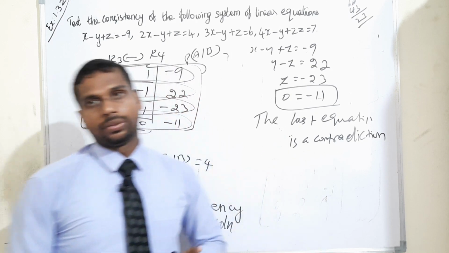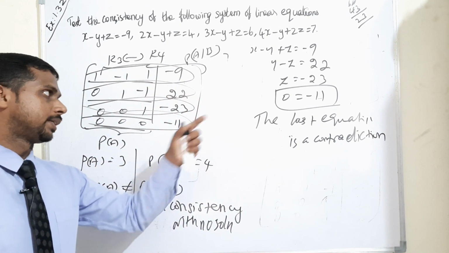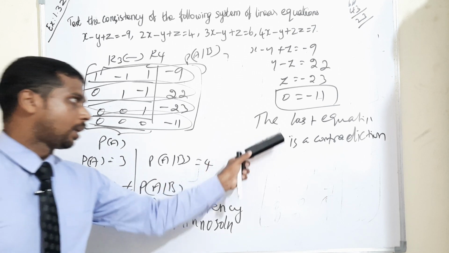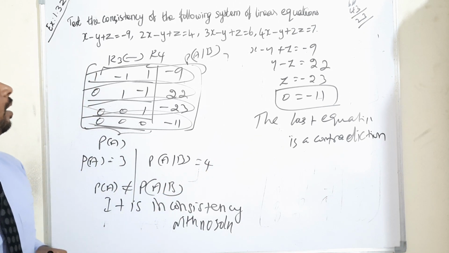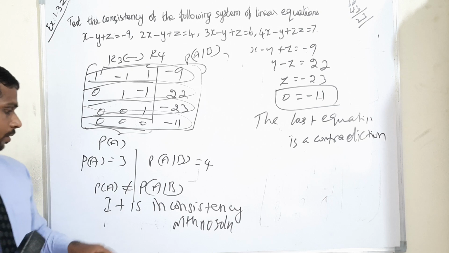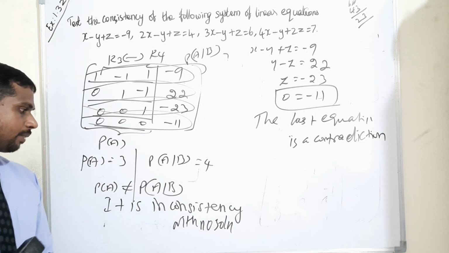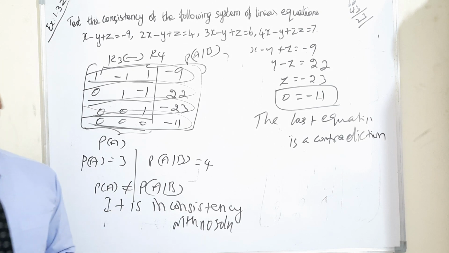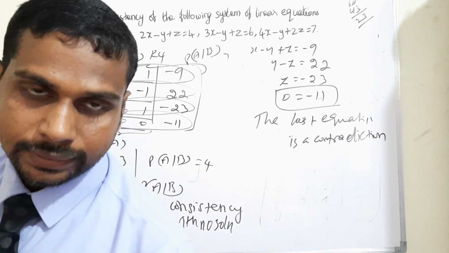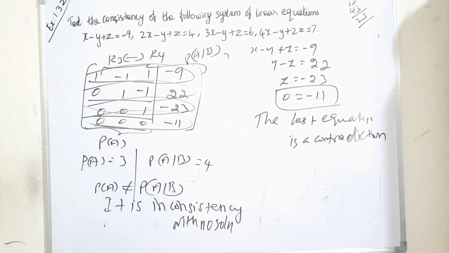The final line is also one of the important lines, okay, we have to write it. If you get such a type of result, you should finish with the last line also, one of the important lines. Okay, this is our final answer. So what is the main result? It is inconsistency with no solution. Okay, I hope you understand. I will continue with the next example, 1.33.